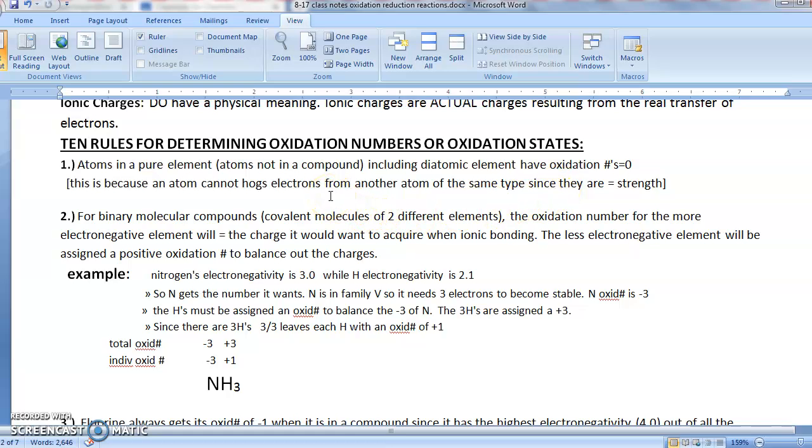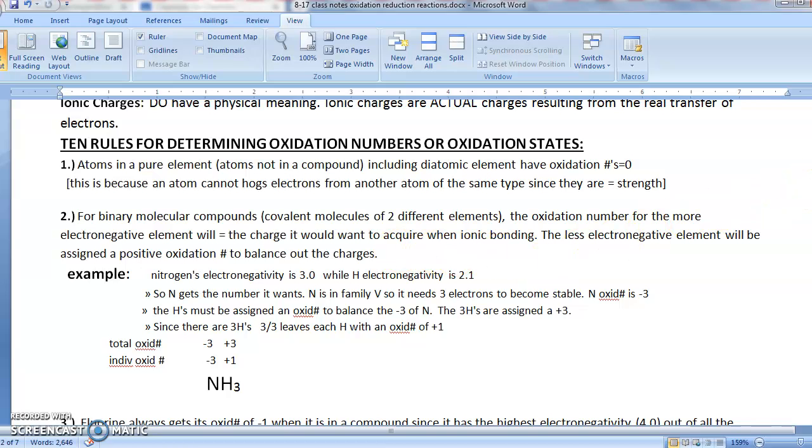This is because an atom cannot hog electrons from another atom having the exact same electronegativities. They're equal strength, so neither can hog them, so their oxidation number is 0. Again, oxidation numbers refer to how many electrons are being hogged. The negative one goes to the one hogging, the positive one goes to the one that's having its electron hogged. For binary molecular compounds, the oxidation number for the more electronegative element will always be the charge it would acquire when ionic bonding. The less electronegative element would be assigned a positive charge.